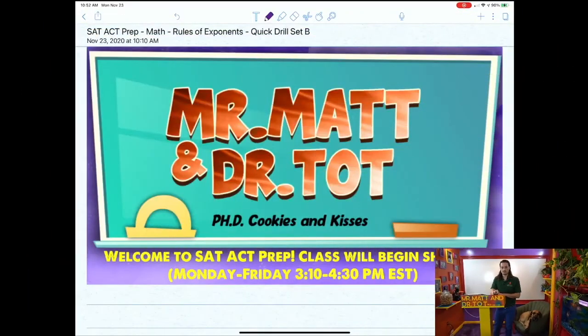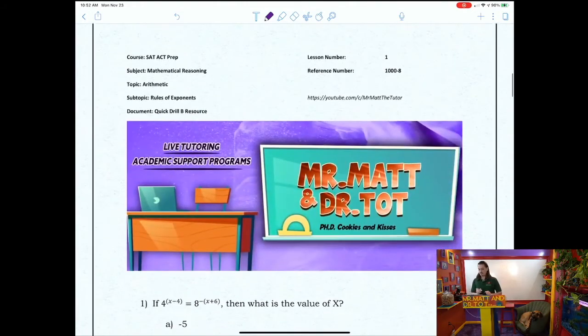Let me share my screen with you. The document is going to be listed, a link will be listed in the description shortly after the video is posted. The resource number to this document is 1000-8, so you can make sure that you're looking at the right problem set. We're going to go through these problems without delay, so I'm going to read the problem. You should pause the video, attempt the problem, and then watch a solution.